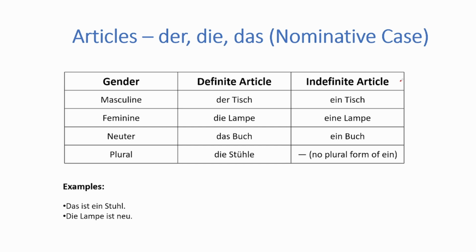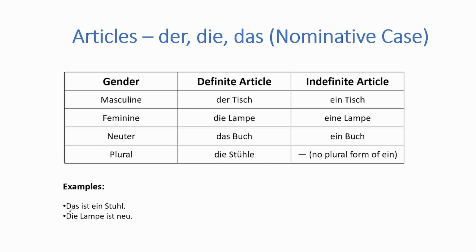Similarly, for indefinite article, ein for masculine, eine for feminine, ein for neuter, and there is no plural form of ein. So for example, definite article for masculine, it will be der Tisch, and indefinite article will be ein Tisch. Die Lampe will be eine Lampe. Das Buch is ein Buch. Die Stühle have no article.